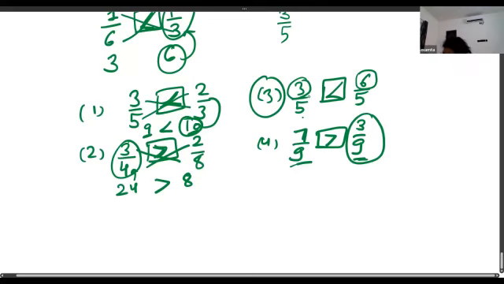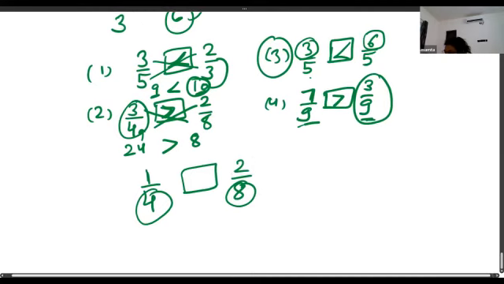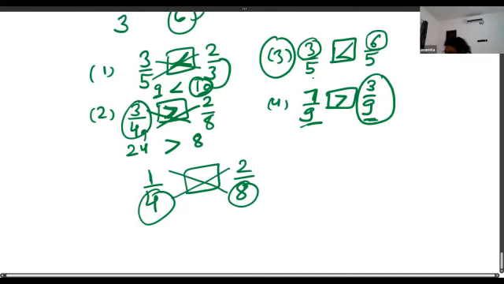Now see, if they are unlike fractions, how to compare them? Unlike fractions are fractions whose denominators are not the same. So these are two unlike fractions. For unlike fractions, we do the cross multiplication. So 1 into 8, and the other cross multiplication is 2 into 4. So 8 and 8. They are equivalent fractions.